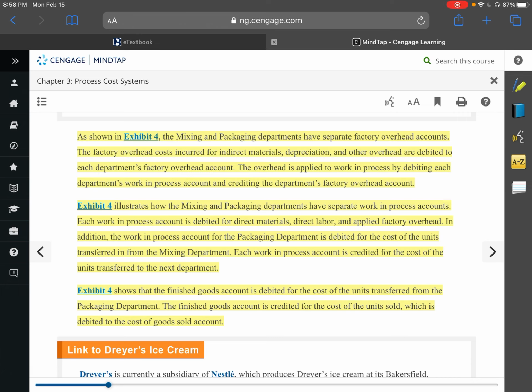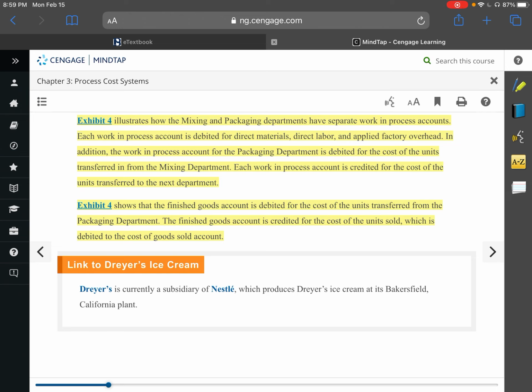The factory overhead cost incurred for indirect materials, for depreciation, for electricity and other overhead are debited to each department's factory overhead account. That overhead is applied to work in process by debiting each department's work in process and crediting factory overhead. So just like we did in a job costing system, when you apply overhead, you debit it to work in process and then credit the factory overhead account. Okay?